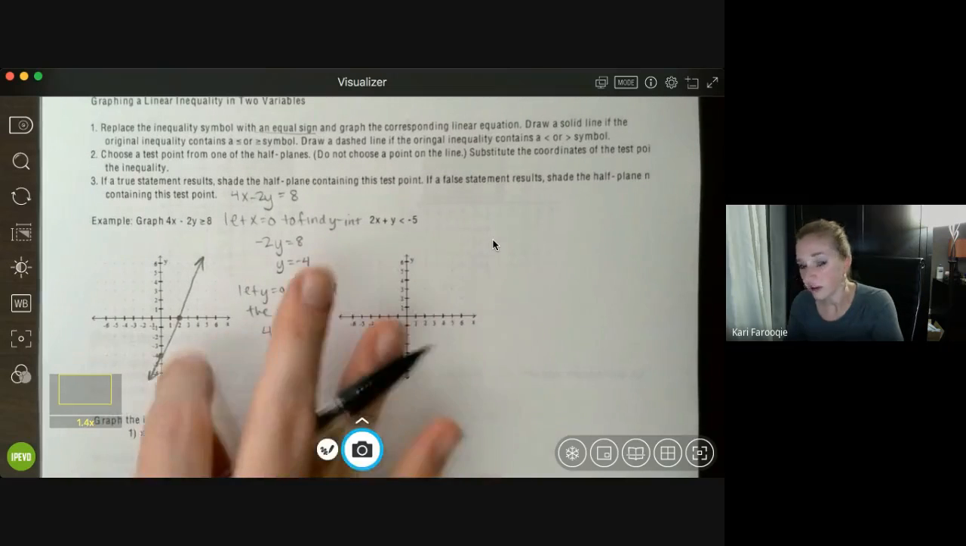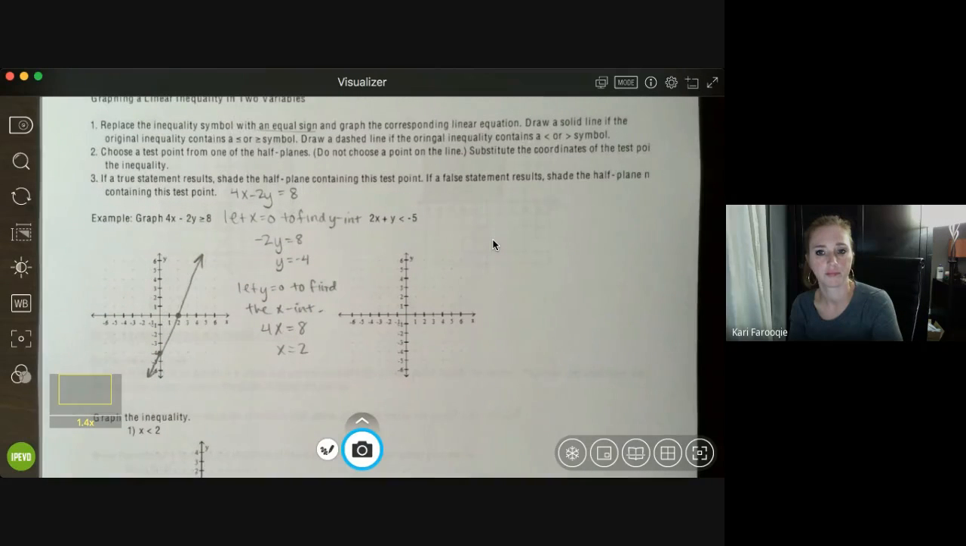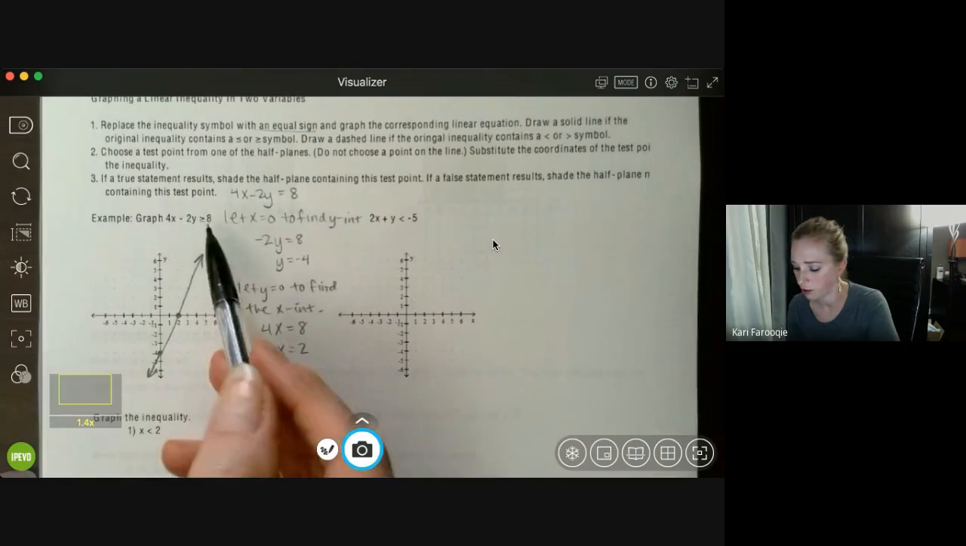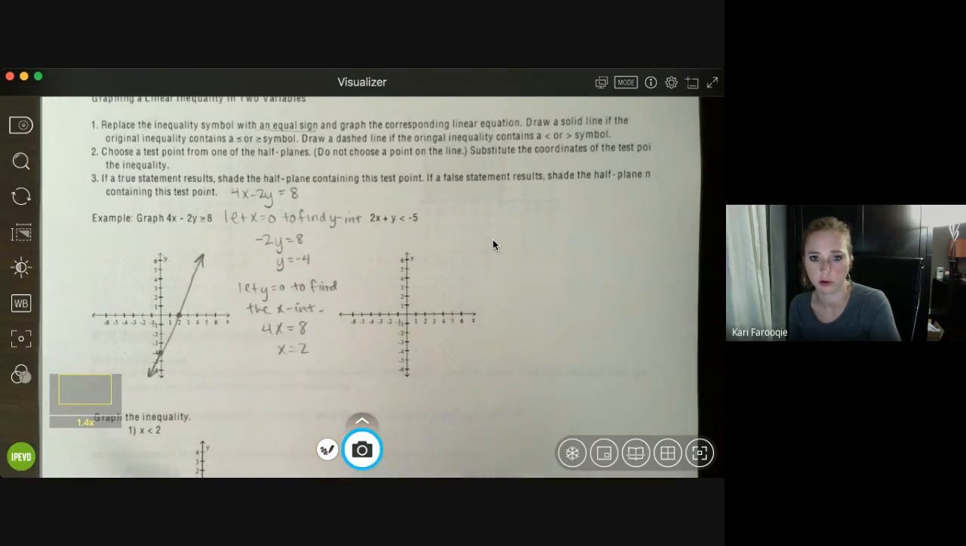Okay, questions on how I graph the line? And by the way, if you don't like this method of intercepts, you can always go back to the other method of solving for y, plotting the y-intercept and using the slope to graph the next point.